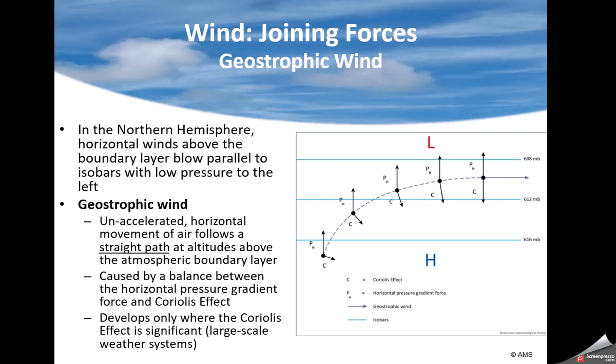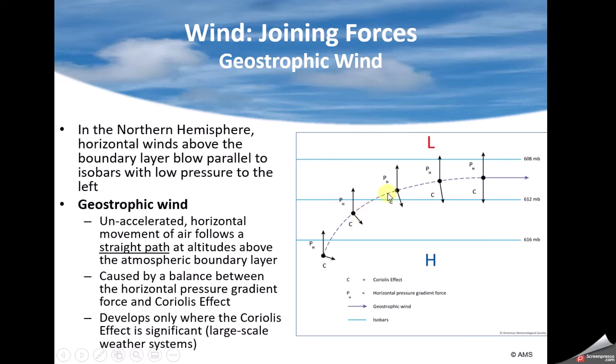So what happens as the pressure gradient starts an air parcel moving towards low pressure? Well, that's going to create a velocity in this direction. However, because of that, the Coriolis effect is going to begin to take effect. And instead of going just straight down towards the low, it's going to begin to curve.